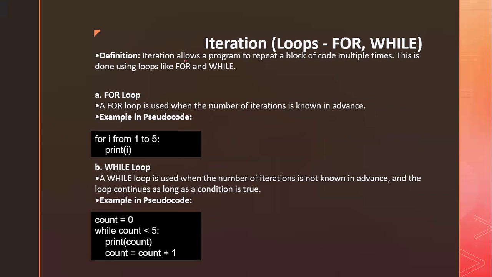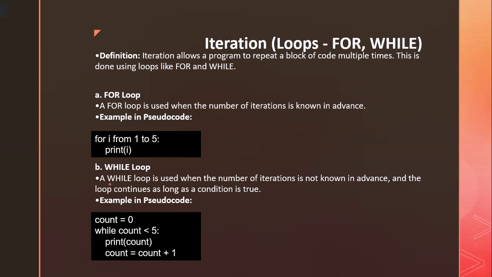The definition is basically that iteration allows the program to repeat a block of code multiple times. This is done using loops like for and while. A for loop is used when the number of iterations is known in advance. For example, let's say you have for I from 1 to 5, print I, right? So we know when our loop is ending, how big our loop should be, where it should end and whatnot.